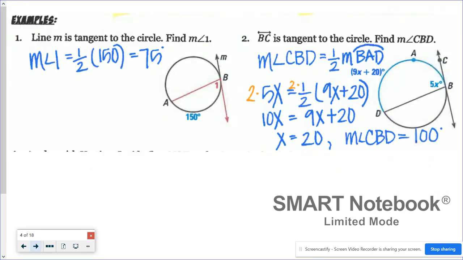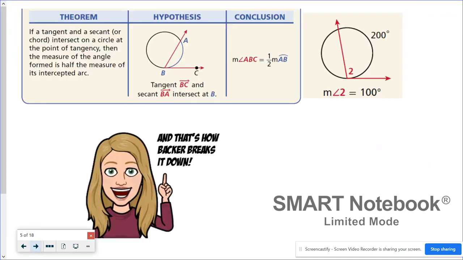So here we have the scenario of the vertex is on the circle, and when the vertex is on the circle, the measure of the angle is equal to half its arc, and that's how Backer breaks it down.